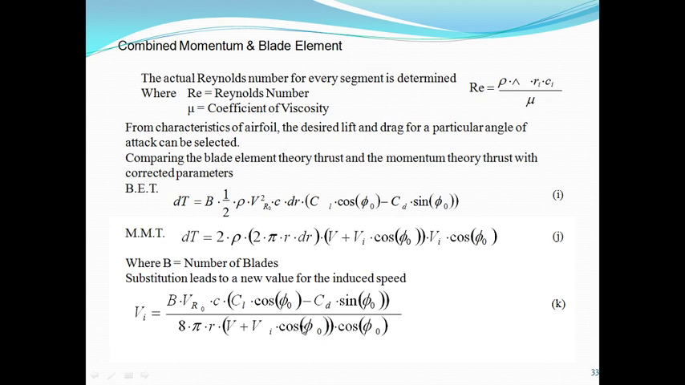So generally, for such situations, we use the iterative method. We start with a guess value or initial estimate for the VI, and we put that VI in and get the new VI. And again, in the next iteration, we put the new VI here and try to calculate the VI based on this. So we keep doing this iteration till we get the same values, old and new. So that's the iterative way we need to do for the induced velocity here.